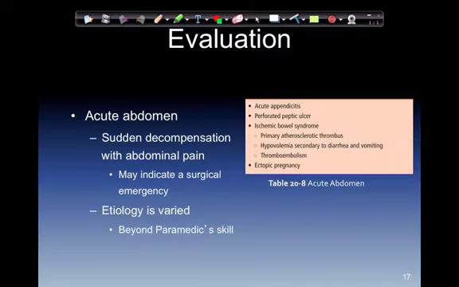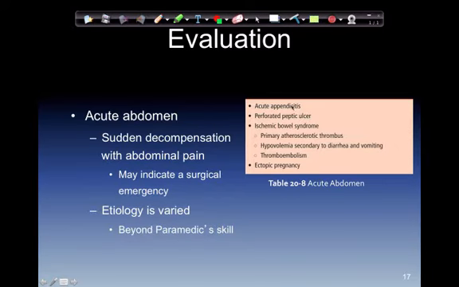On evaluation of an acute abdomen, sudden decompensation with abdominal pain may indicate a surgical emergency. Etiology is varied. Beyond the paramedic skill level, we're going to need ultrasound and something to scan inside there to actually figure out what might be wrong in the abdomen. Table 20.8 is acute abdomen.